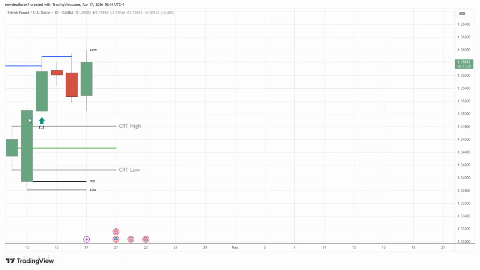So I'm not trading this day. This was candle 2, right? And then here's the trading candle right here, candle 3.